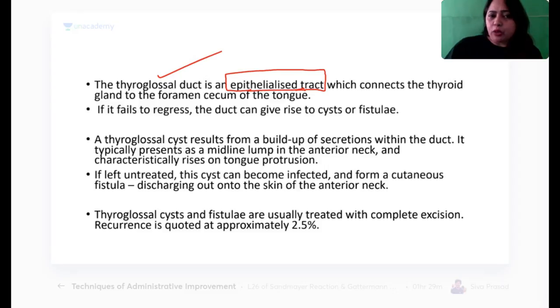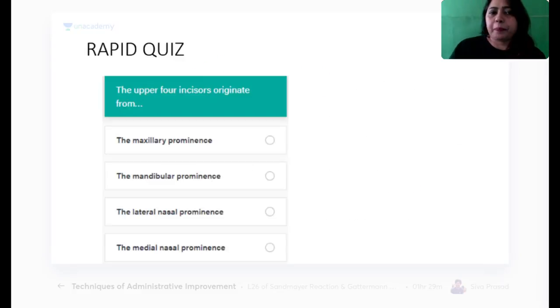Okay, so now here thyroglossal cyst and fistulae are usually treated with complete excision of the gland itself, and recurrence is very limited. It is just 2.5% of the population who may have recurrence of the same condition. And here you can see, if it is left untreated, it can also produce discharge out of the duct, and it can occur around the sides and anterior part of the neck. So that is another nuisance that could be seen in the neck.